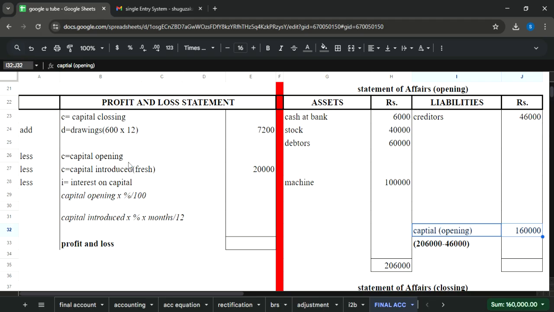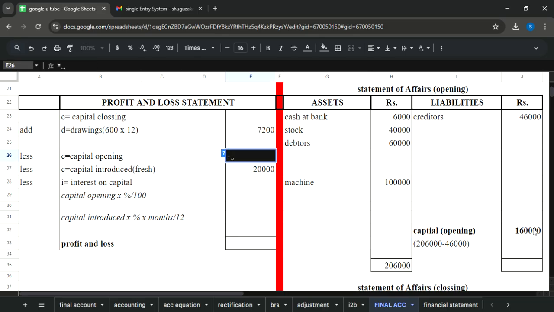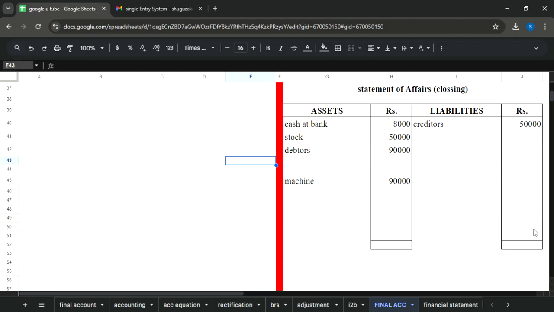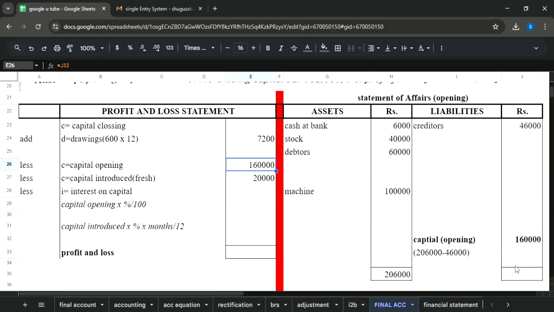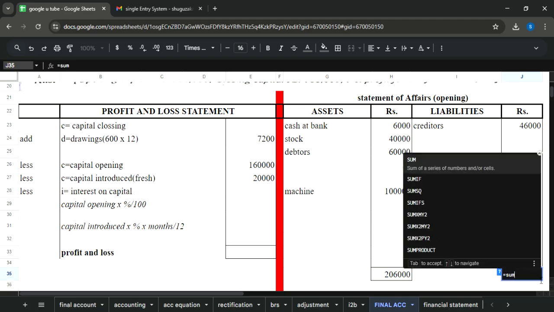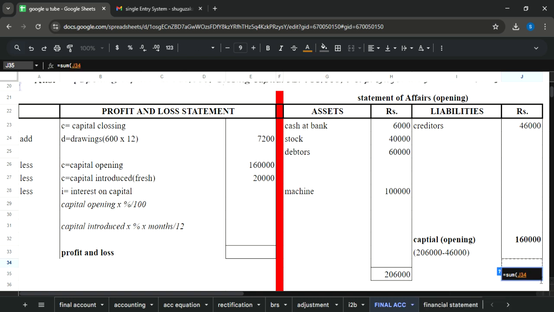Come over here. Look here. Opening capital is already present. So what you will do, simply pick this amount 160,000 and write it over here. Now our next step is to calculate closing capital. One step left. You will have to add this liability side as well. It should be equal to the asset side, and here you can see 206,000. Both sides are now equal.